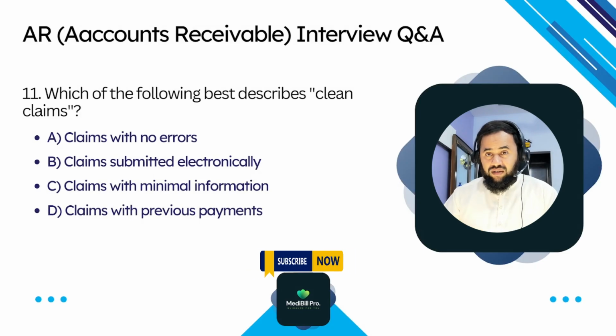As you know, we have already completed the first part, which contained the first 10 questions. Now we are going ahead to the 11th question. Which of the following best describes clean claims? If you are going to appear in an interview for an AR position, you need to know what a clean claim is. Option A is claims with no errors, option B is claims submitted electronically, option C is claim with minimal information, and option D is the claim with previous payments. So what should be the option?